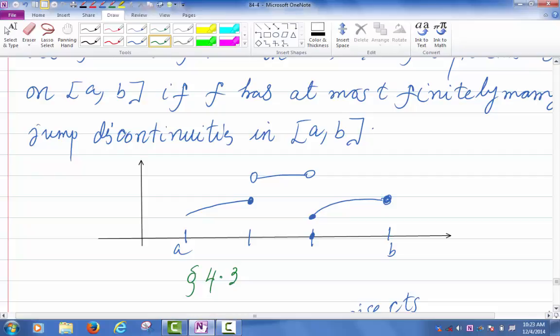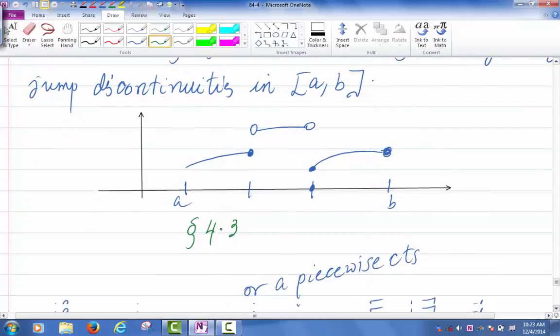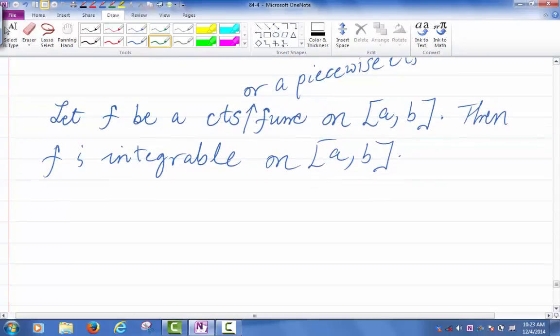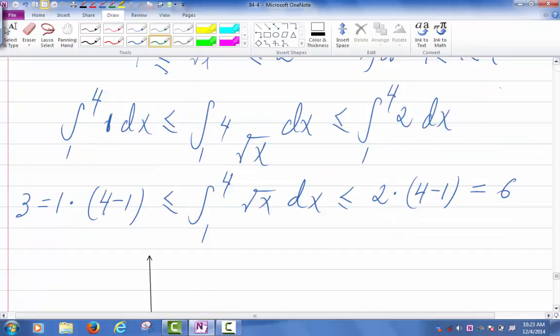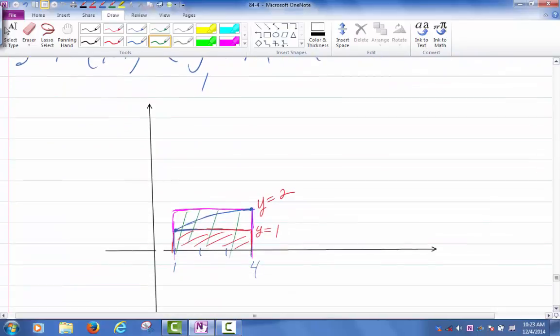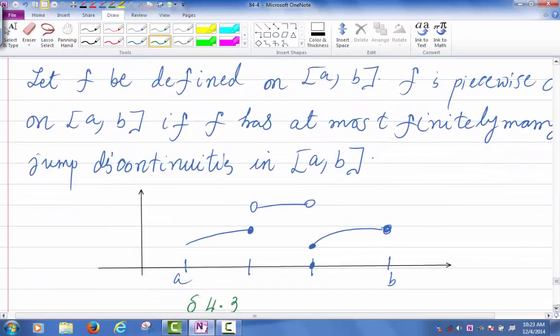So if I have a piecewise continuous function on an interval from a to b, then the integral will exist. That's what I am trying to say here. If I know that f is a continuous or piecewise continuous function, then the integral must exist. f is integrable on the interval from a to b. Did you guys need a little bit of time to write it out? So go ahead and write it out.